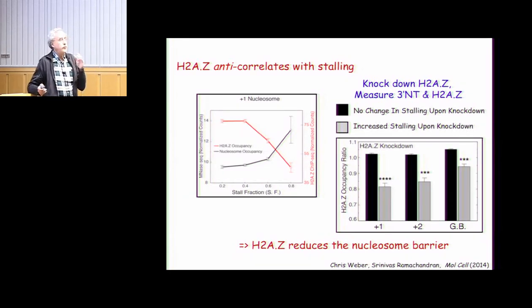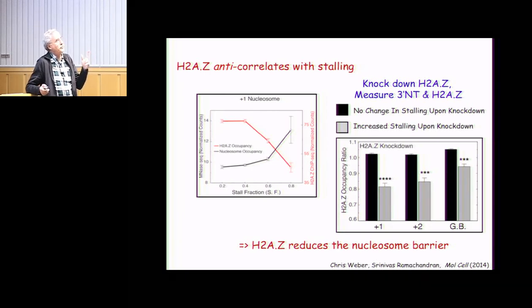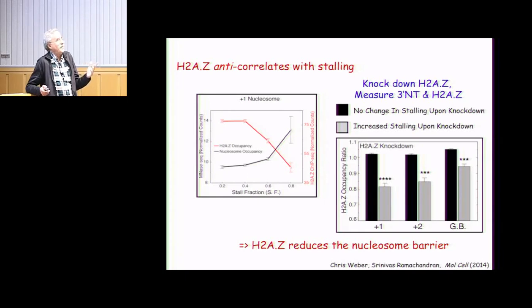So what this, first of all, implies is that actually H2AZ has evolved to reduce the stall. And that could be, in general, because the stall is a big problem for RNA polymerase to get through, and H2AZ has evolved to reduce that. What it doesn't explain is, why is there a stall in the first place? I mean, why should the +1 be different from the others? And I can only speculate on that, but here's the way we're thinking of it.